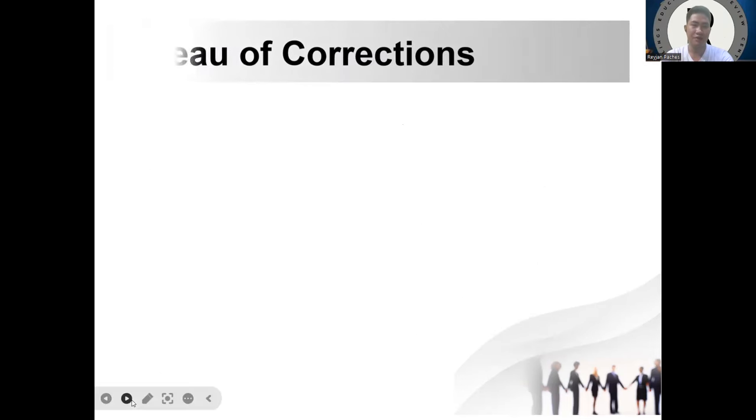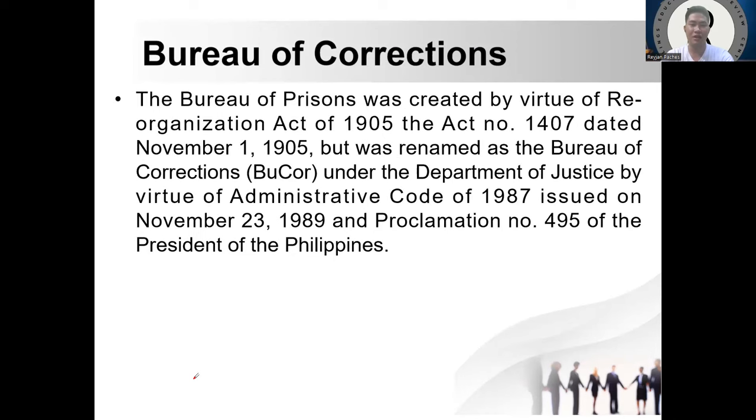Okay, so ang Bureau of Correction, class, of course, that was before, ang pangalan niya dati, class, that is Bureau of Prisons, was created by virtue of Reorganization Act or RA 905 or yung Act number 4107. But it was renamed as the Bureau of Correction, class, or BUCOR under the Department of Justice by virtue of the Administrative Code of 1987. So, tandaan nyo, class, before, ang tawag pa natin sa Bureau of Correction is Bureau of Prisons. But of course, ang susundin na natin ngayon is the Bureau of Correction.